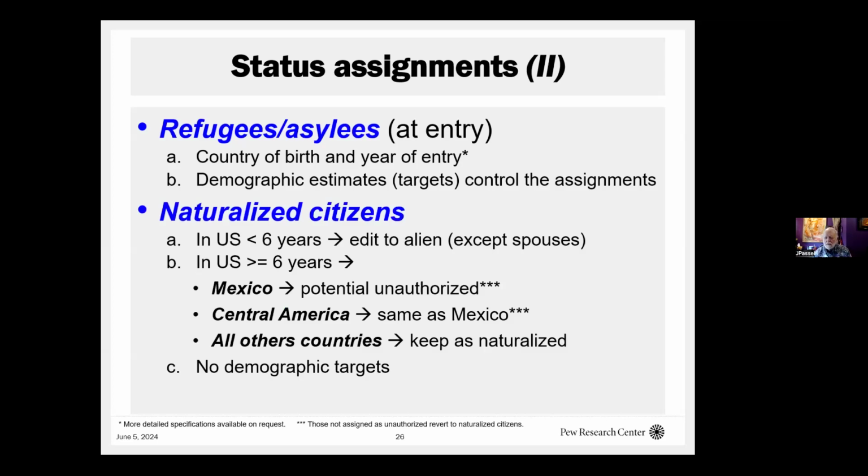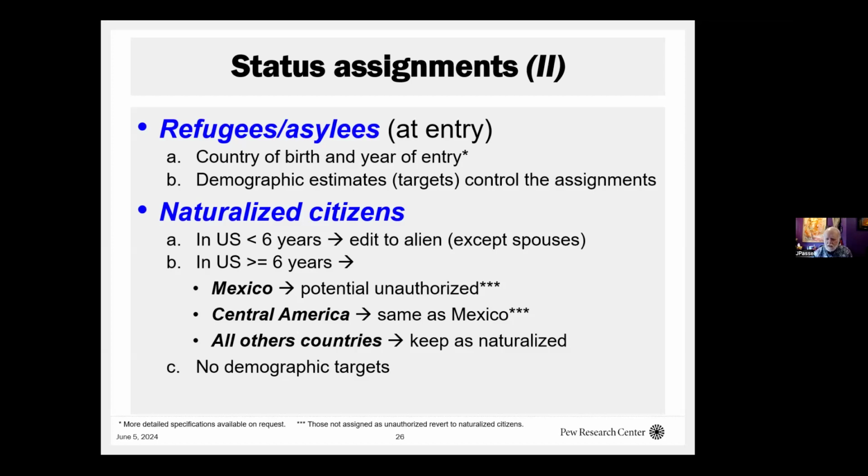The ACS asks people if they're citizens. So if they are truly naturalized citizens, then they are legally in the country. To become a naturalized citizen, with a few exceptions, you have to have been in the US for 6 years or more. So people who report that they haven't been in the country 6 years, if they're not married to an American citizen, we say, nope, you say you're a citizen, but you're not.